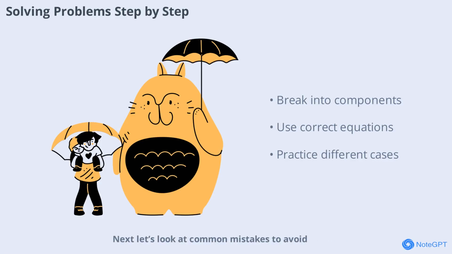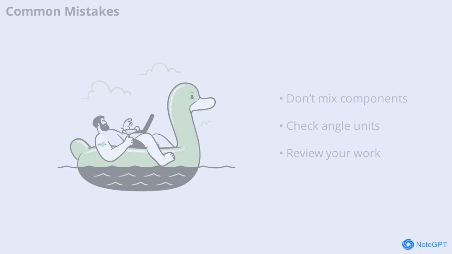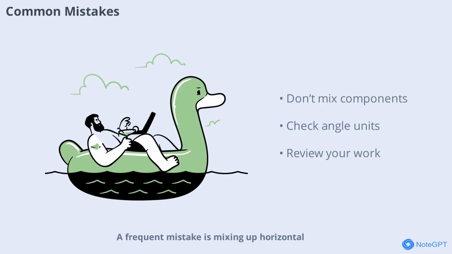Next, let's look at common mistakes to avoid. A frequent mistake is mixing up horizontal and vertical motions or using the wrong equations. Another is forgetting to convert angles to radians when required. Double-check your work and make sure you understand the problem before solving. Avoiding these errors leads to more accurate results.